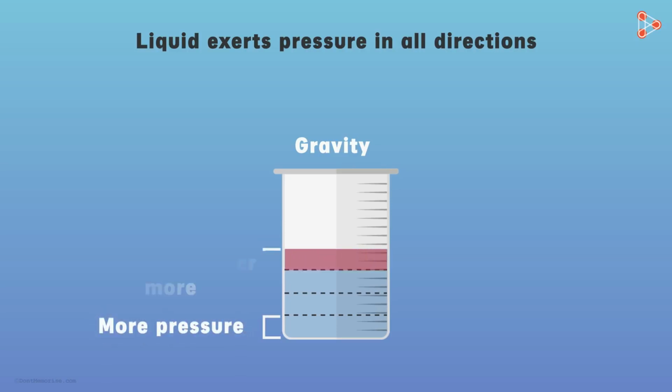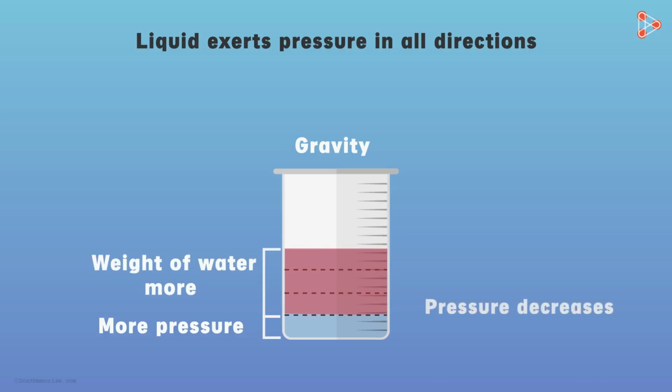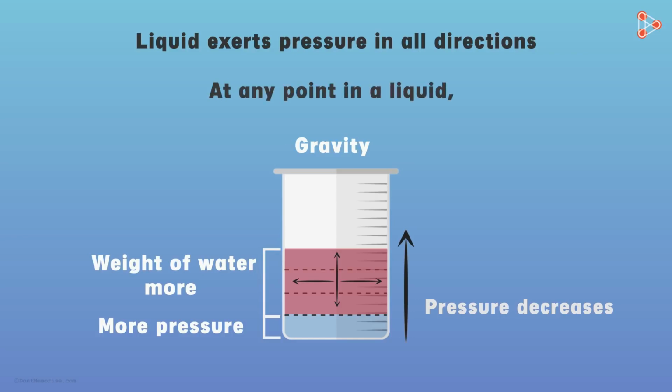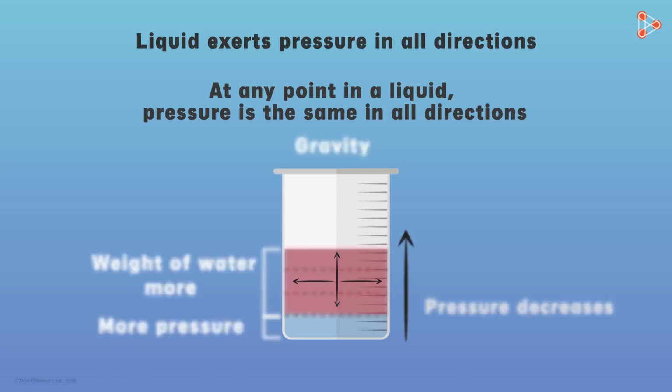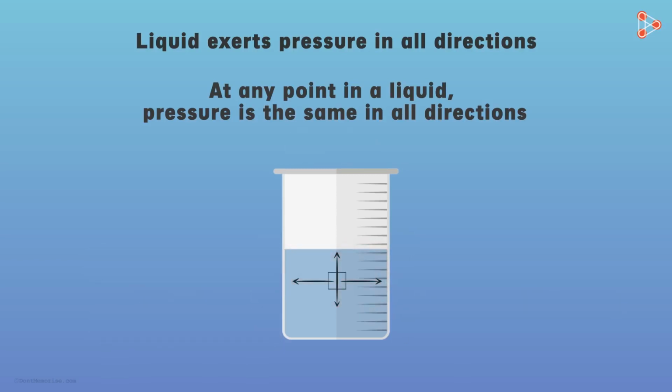This is because the weight of water above the bottom layer is more, and the pressure decreases as we go upwards. In fact, we saw that the water exerts pressure in all directions and not only in the downward direction. One more thing that we studied about the liquid pressure is that at any point in a liquid, the pressure is the same in all directions. That is, if I take any point here in this water, the pressure exerted by water here is the same in all the directions. Air also behaves in the same way.